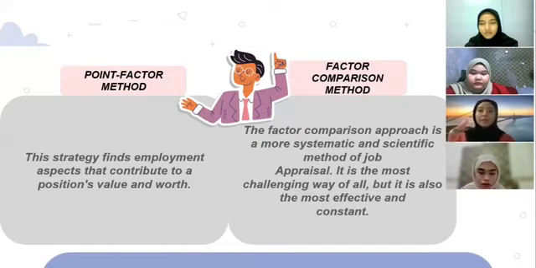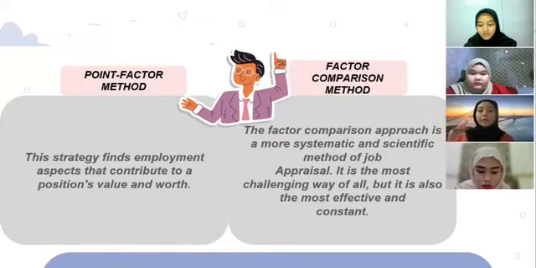The factor comparison approach is a more systematic and scientific method of job appraisal. It is the most challenging way of all, but it is also the most effective and consistent. Rather than evaluating whole jobs, each job is ranked according to a set of factors in this method. Physical exertion, mental effort, responsibility, skills required, supervisory responsibility, working environment, and other factors fall into this category. For example, know-how, problem-solving abilities, accountability, and others.